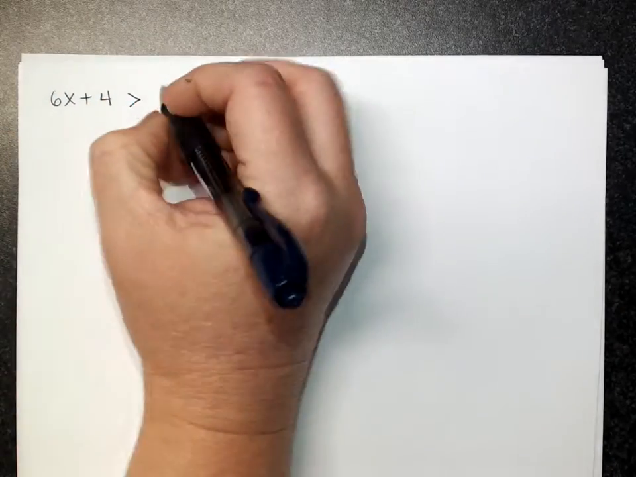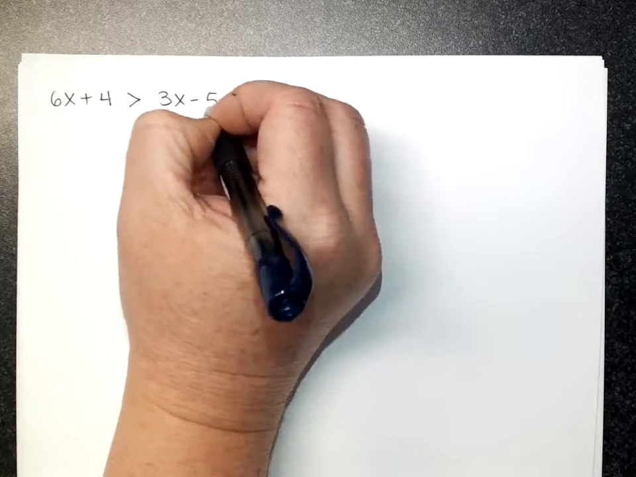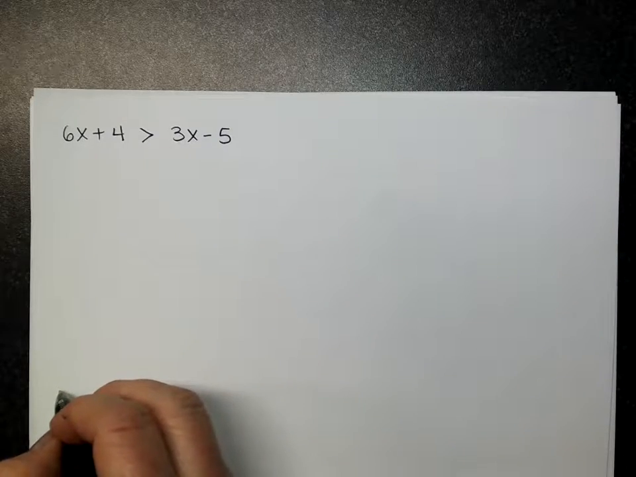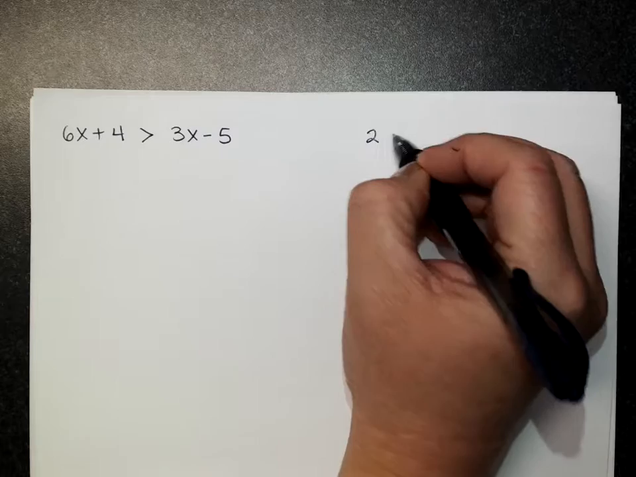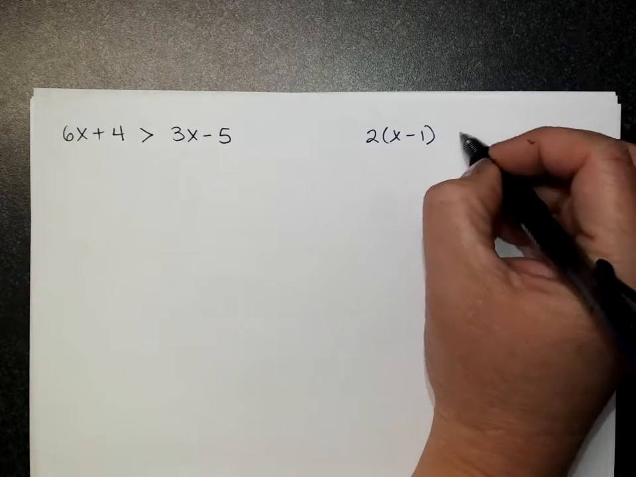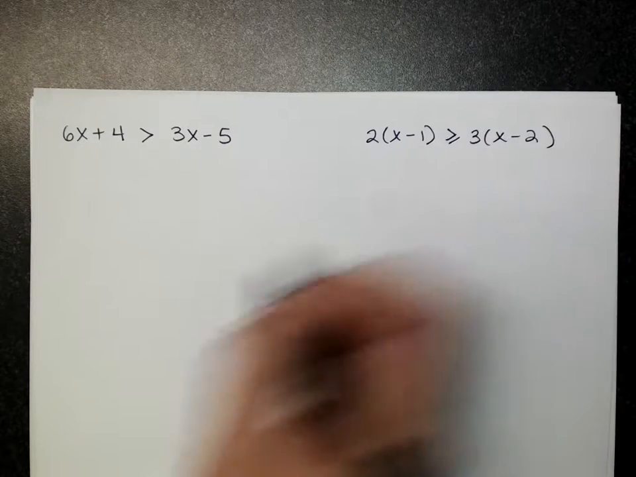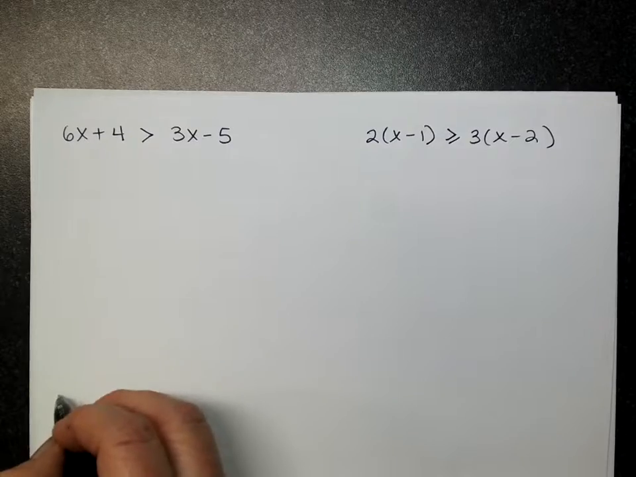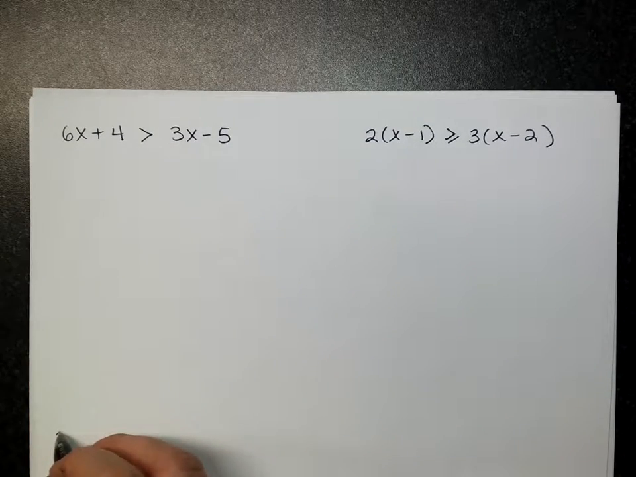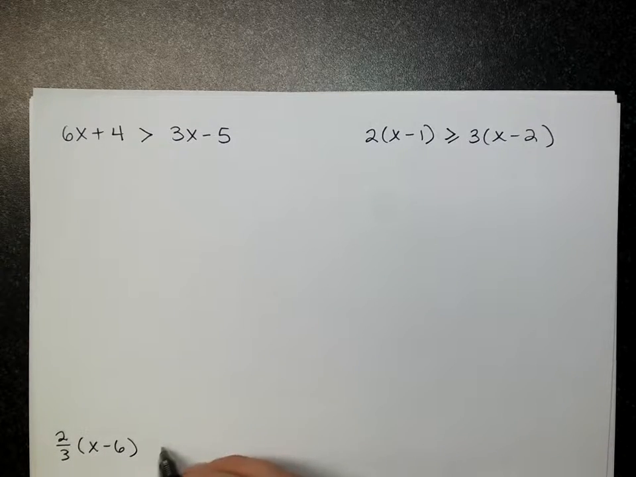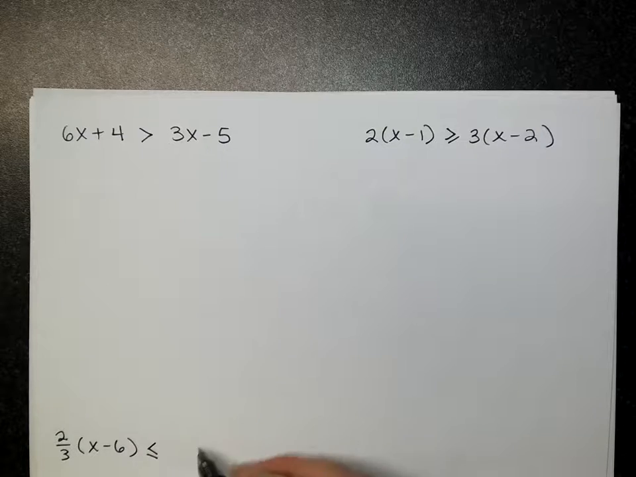So, 6x plus 4 greater than 3x minus 5. And do 2x minus 1 greater than or equal to 3 times x minus 2. Do these two first, and then we'll slide down to the fraction one. 2/3 times x minus 6 less than or equal to 4/5 times x minus 4.